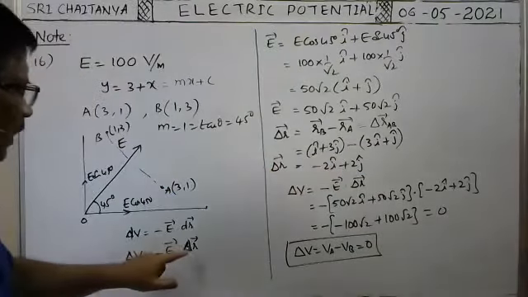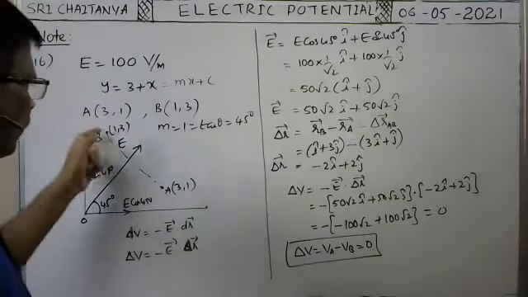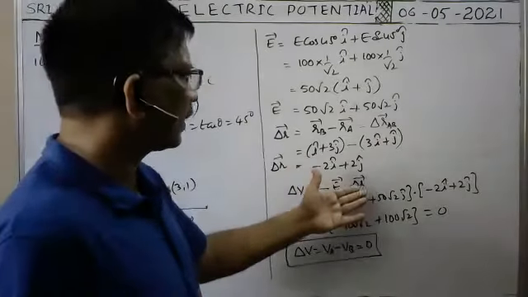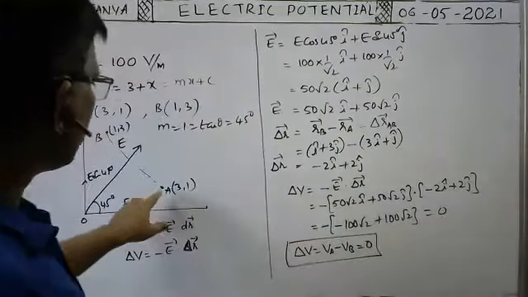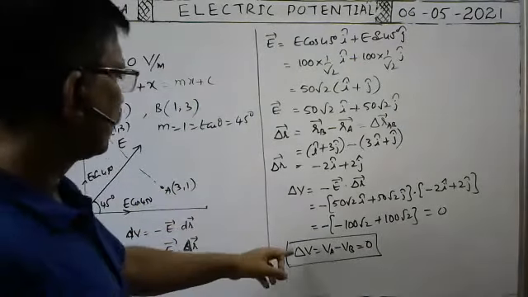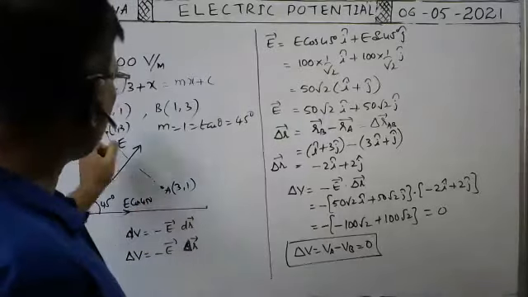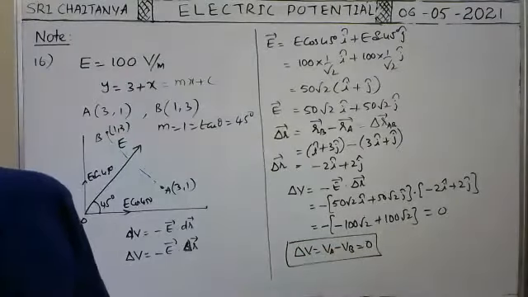Now we have the displacement vector in vector form and E bar in vector form. Then the potential difference between these two points is equal to -E bar dot delta R bar. If we simplify them, we will get 0. As the charged particle is moving from A to B, it gives the potential difference between this point and this point. That means VA minus VB, which is equal to 0. Okay, that is the answer.